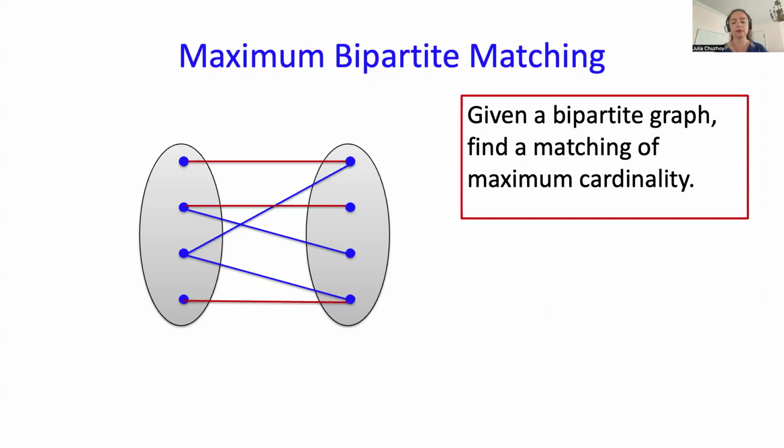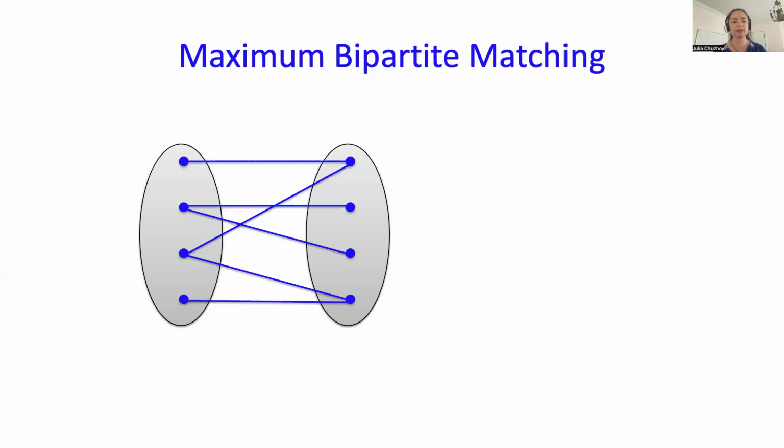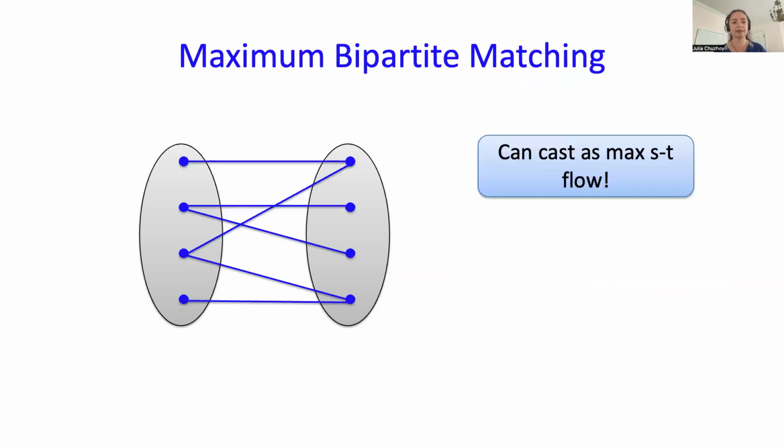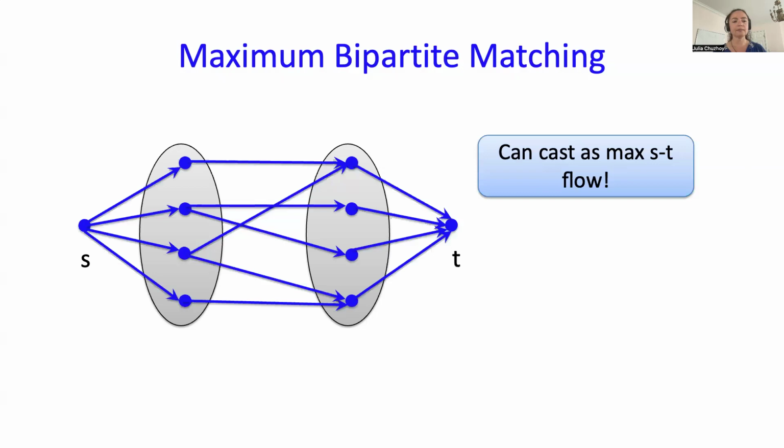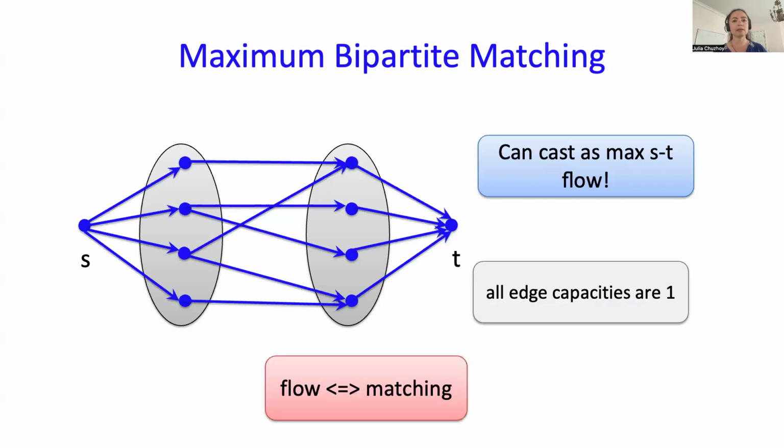And as you probably know, one way to solve this problem is to cast it as an instance of maximum ST flow. So we build a directed flow network like this. We set the capacity of every edge to be 1, and then solving maximum flow in this network and solving maximum matching in the original graph is essentially the same problem. And so we can use any of the known algorithms for solving maximum flow in order to solve bipartite matching.